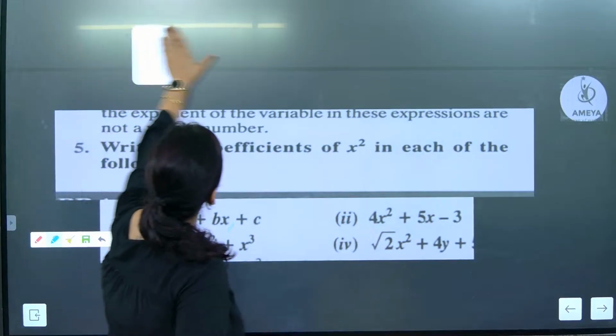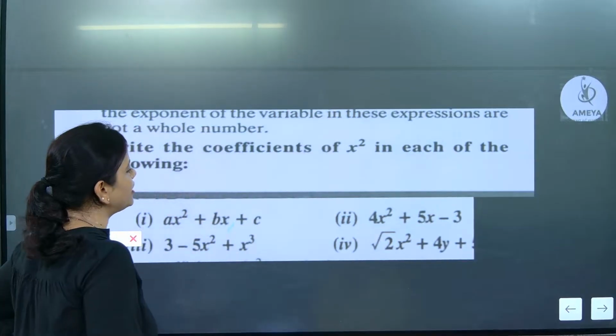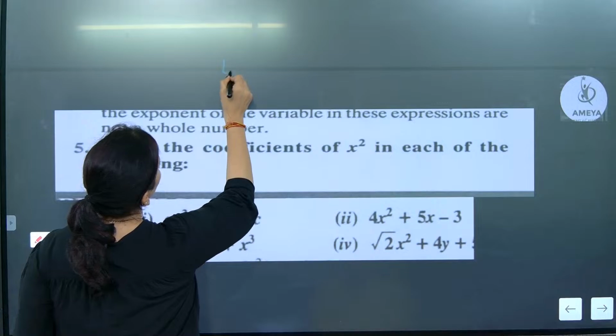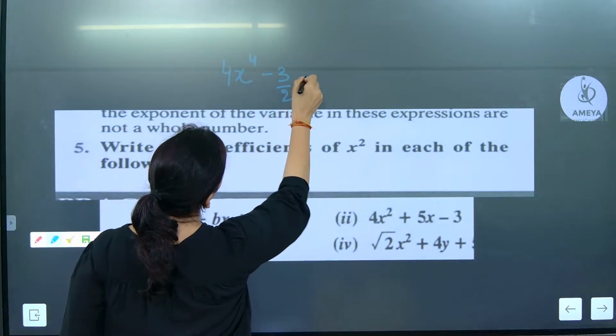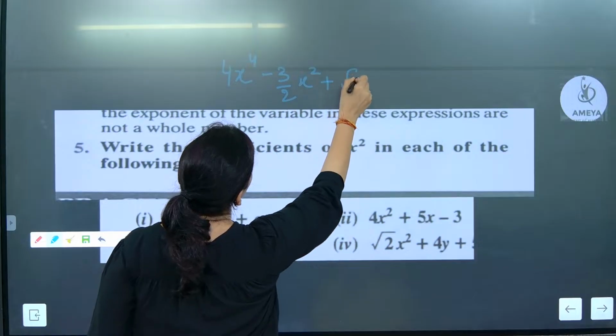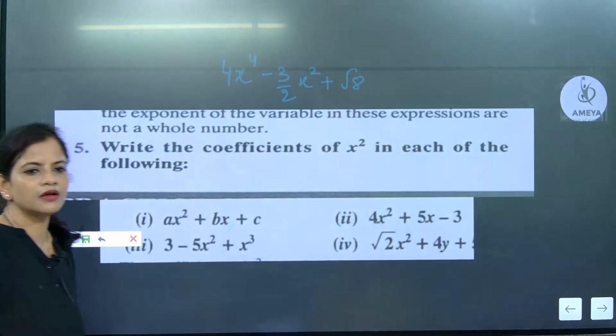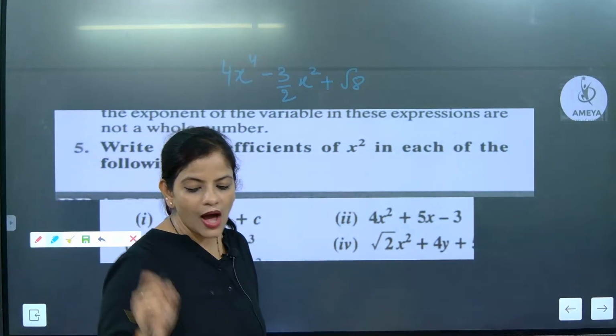Now look at this. We will do one small word problem. We will try to find out this answer. Here, 4x to the power 4 minus 3 by 2 x square plus root under 8. Is it a polynomial? Yes, it is a polynomial. And why is it a polynomial?